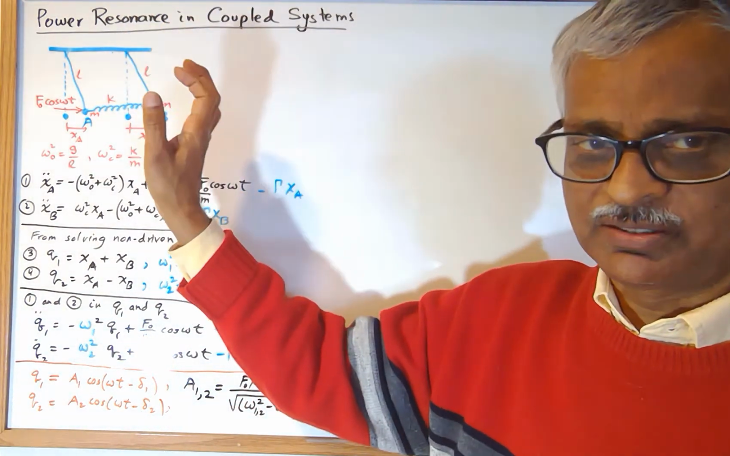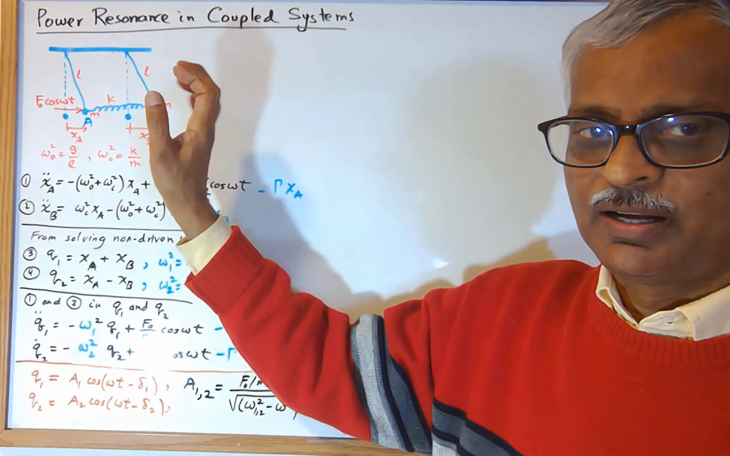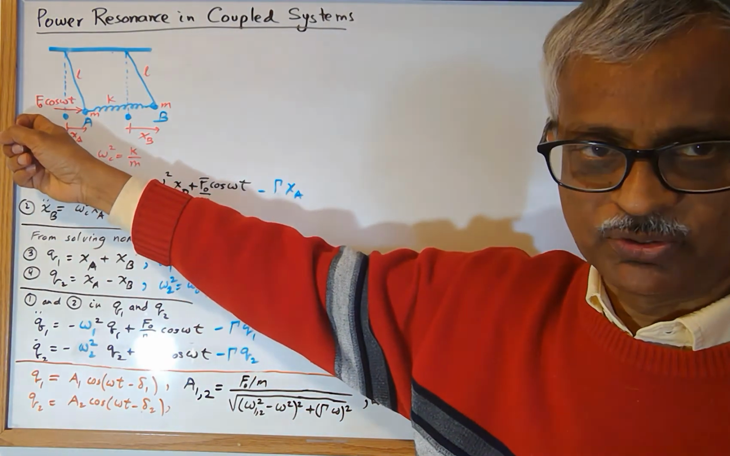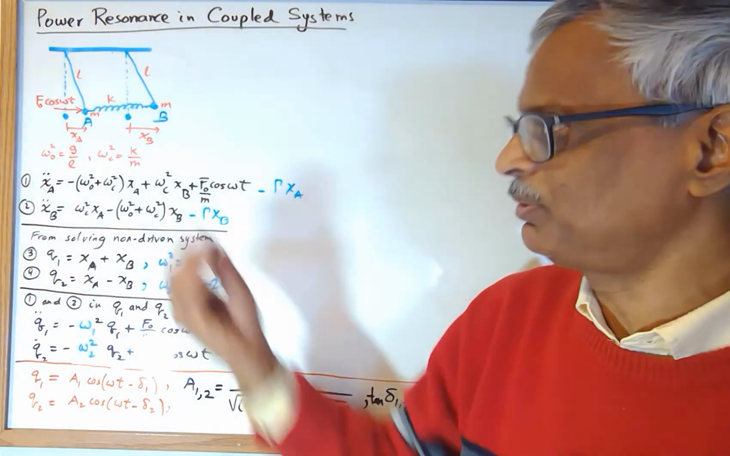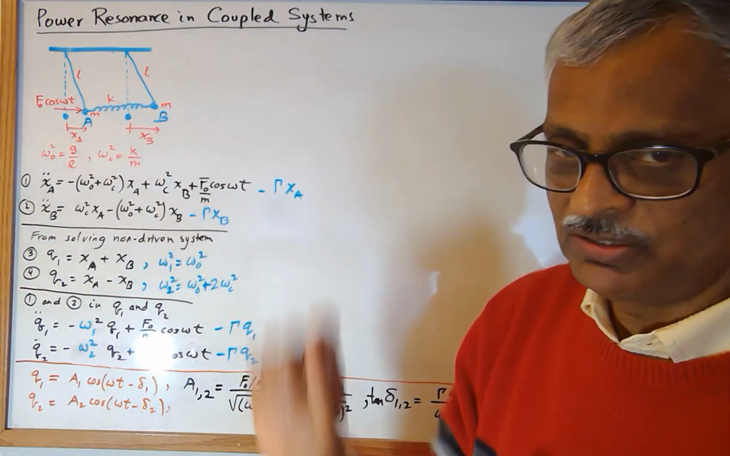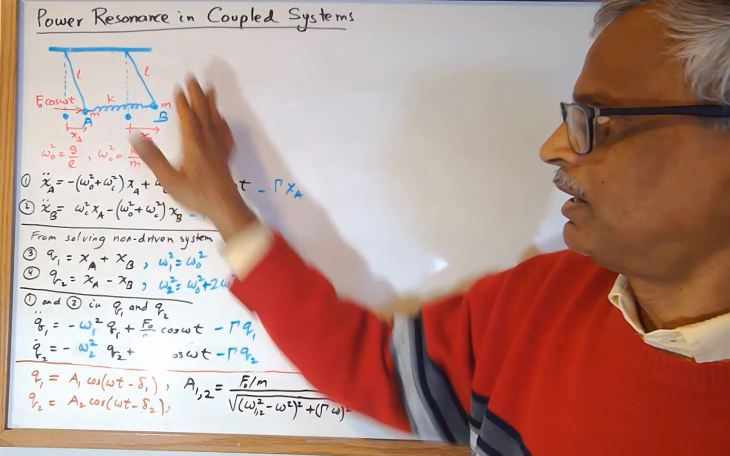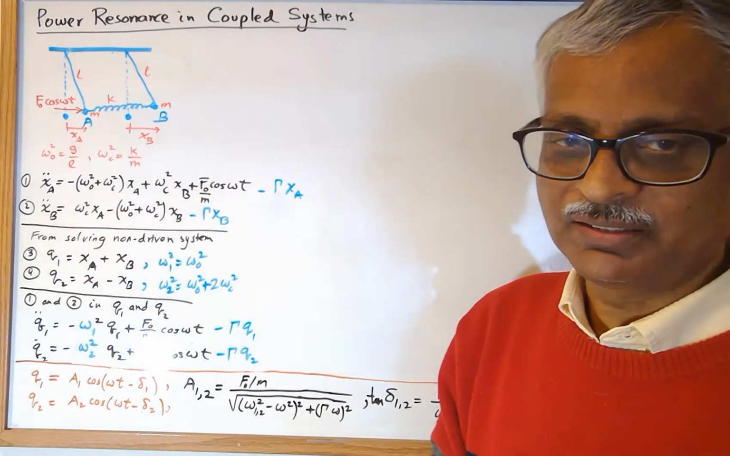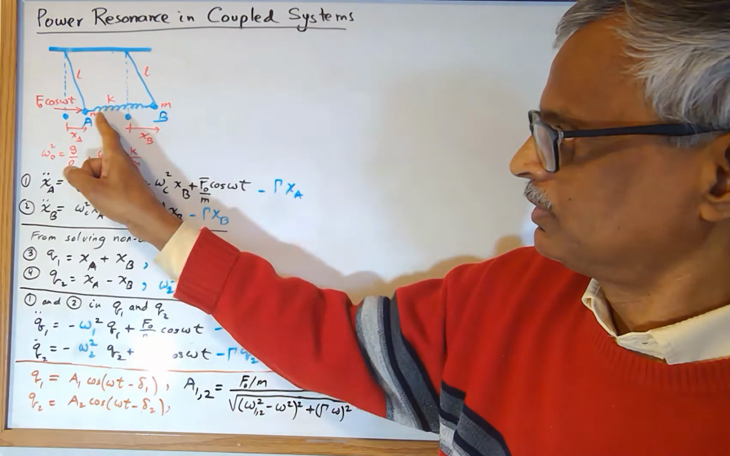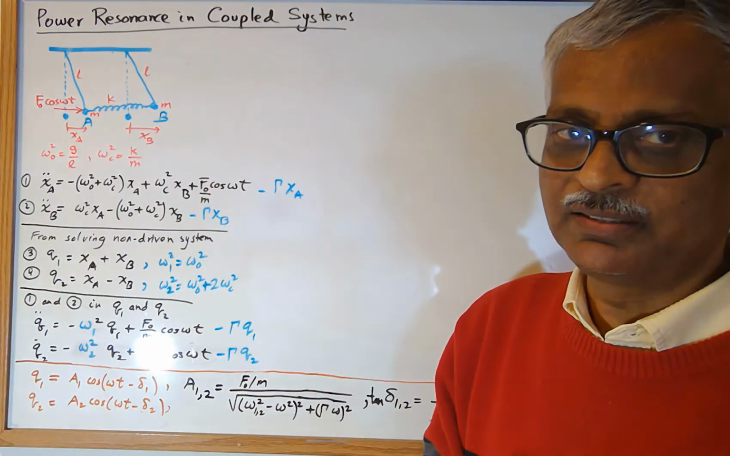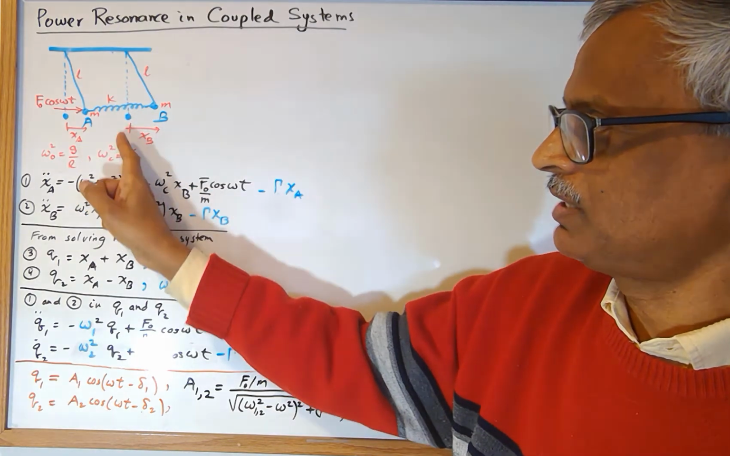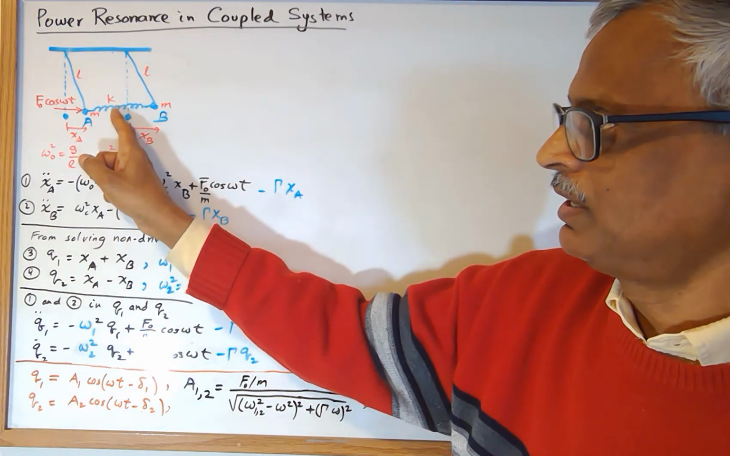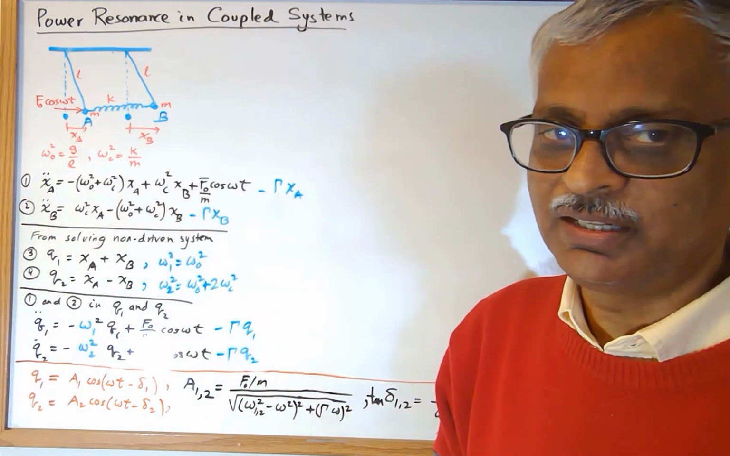Okay, now I want to talk about a coupled system that is being driven by a force. You can have many coupled systems. A simple one is like this: two pendula, equal length, equal mass. They are coupled by a spring with a spring constant K. So this coupling couples the motions of A and B.